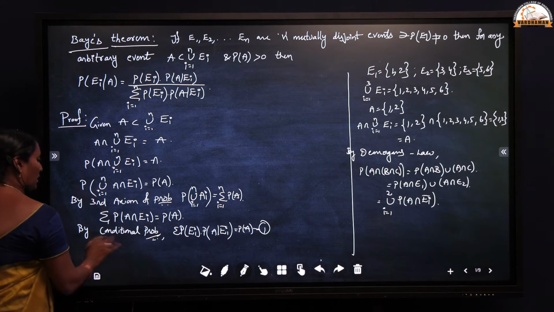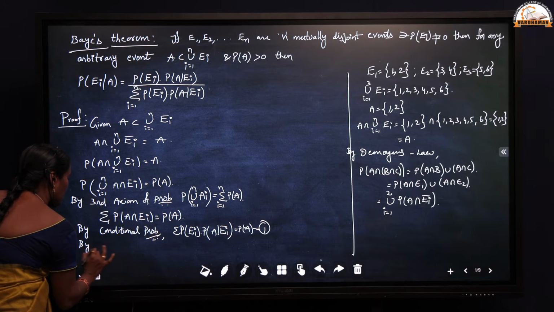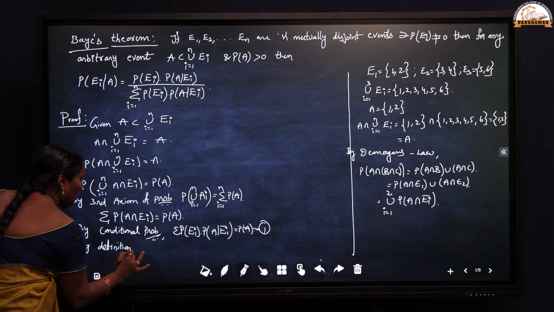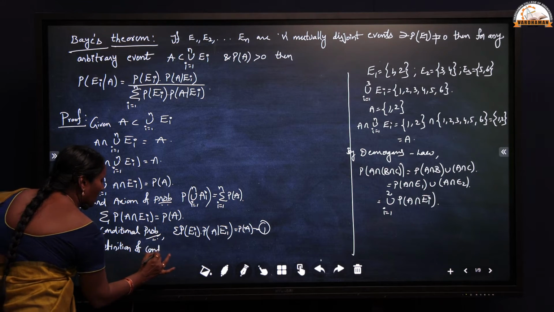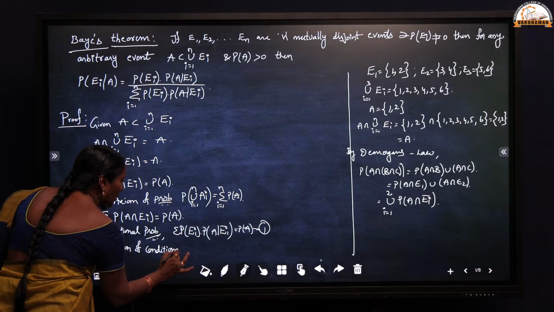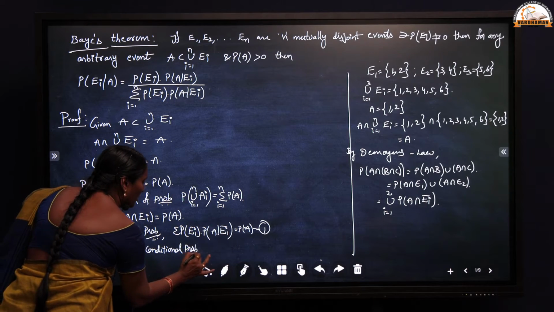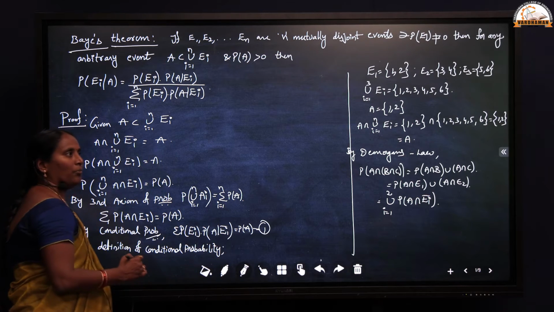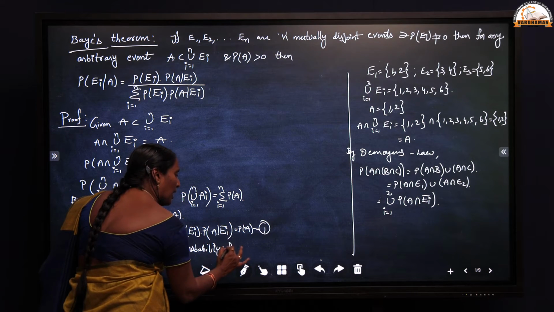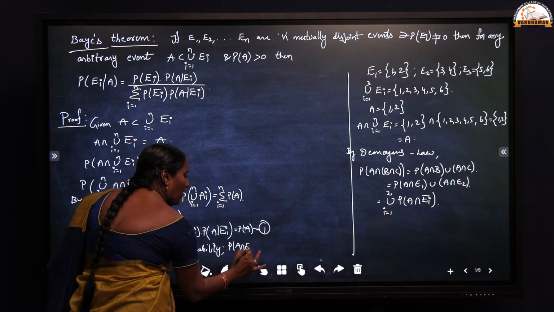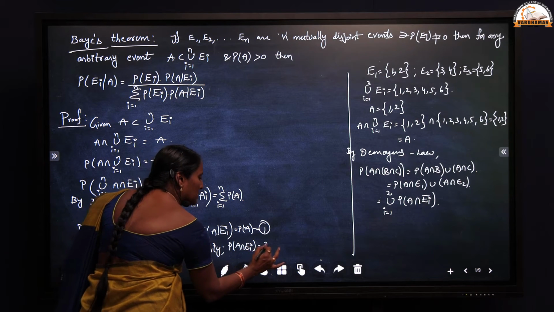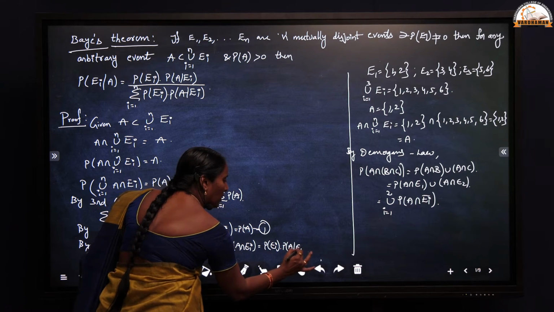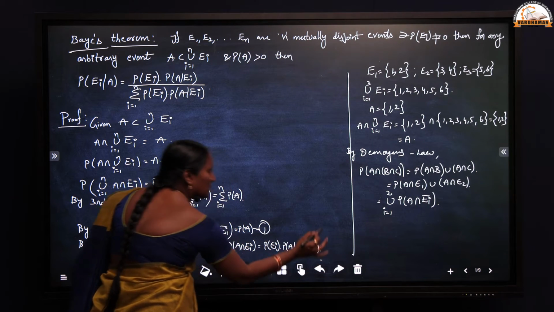So now let us see the exact definition of conditional probability. By definition of conditional probability, how to write here now? P of A intersection Ei. Okay. P of A intersection Ei is equal to P of Ei into P of A given Ei. Let us call this equation 2.